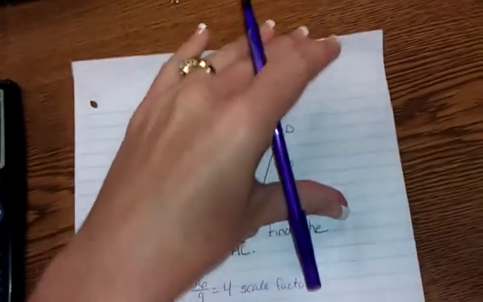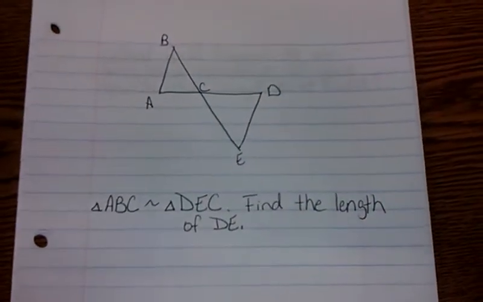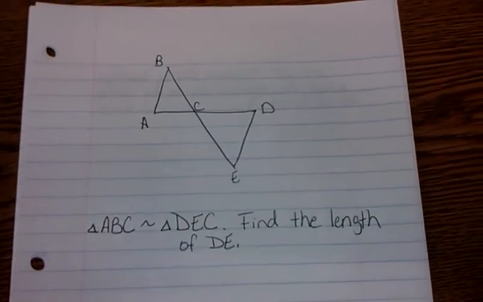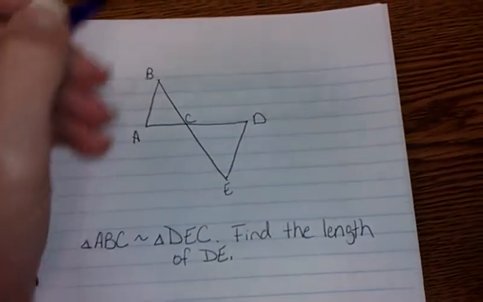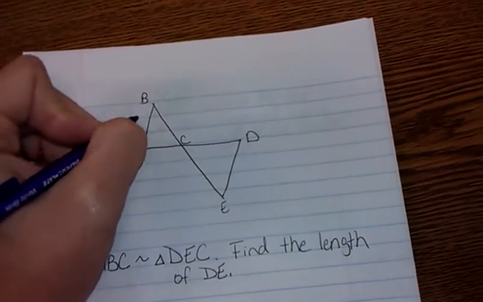Next one, same type of problem. Pause the video and see how you do. I guess we can't pause it because I didn't put numbers on it. See, I am going so fast I don't even know. So let's do this. Let's put some numbers on it.